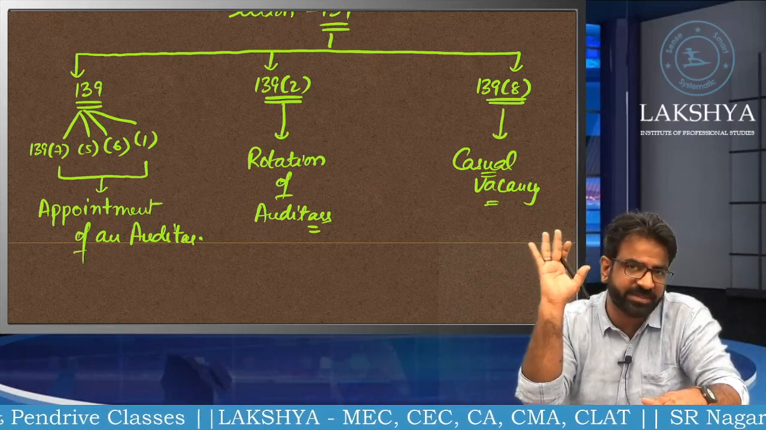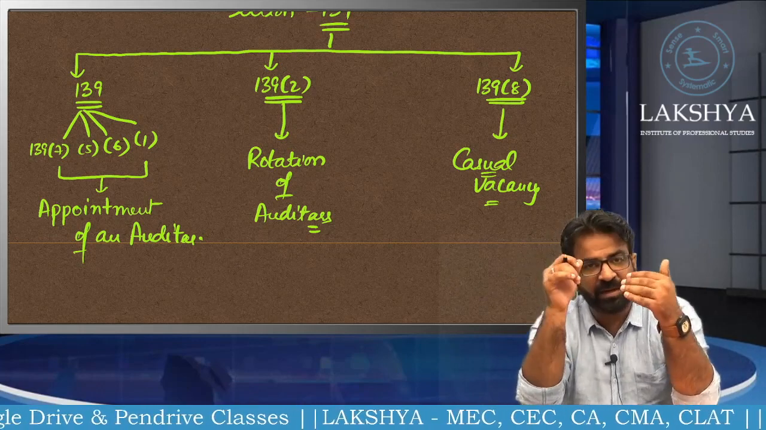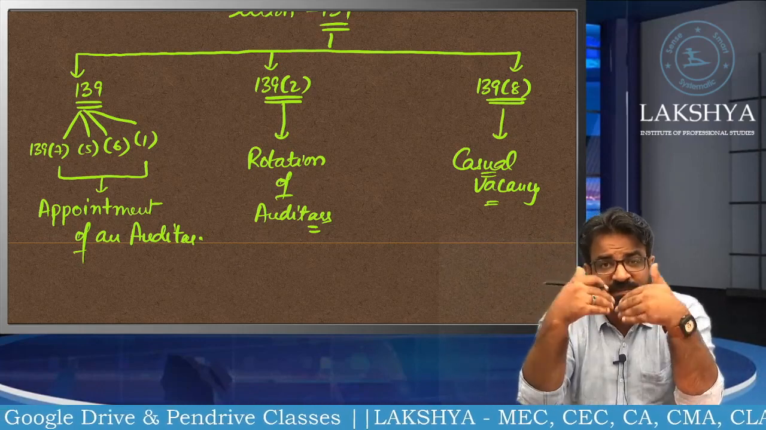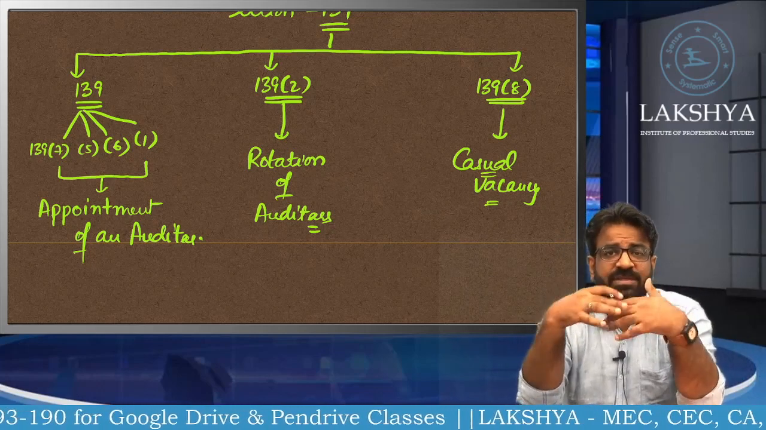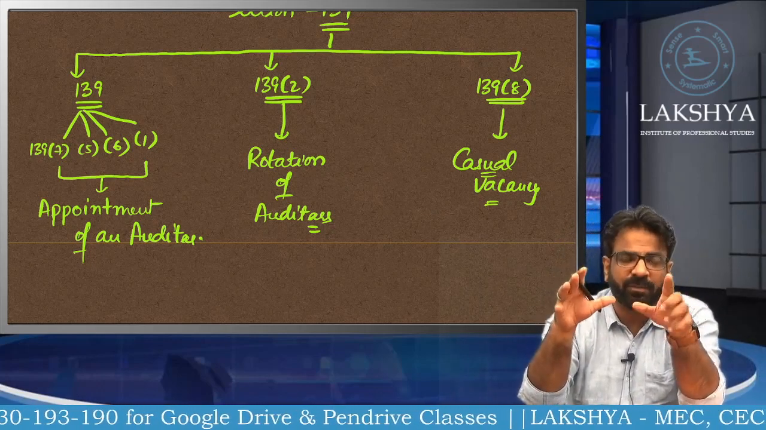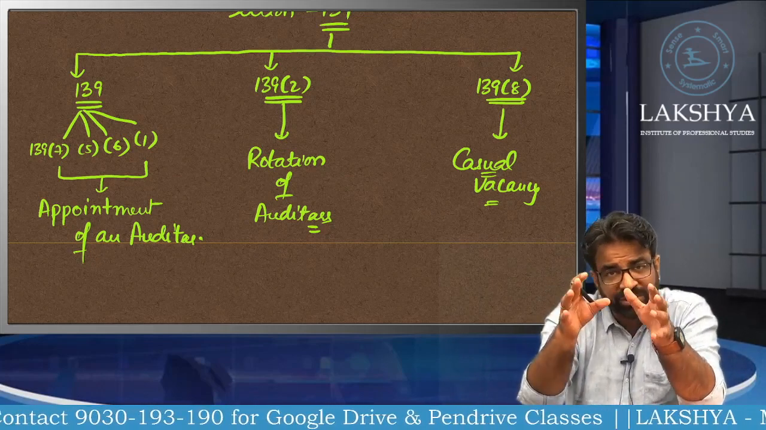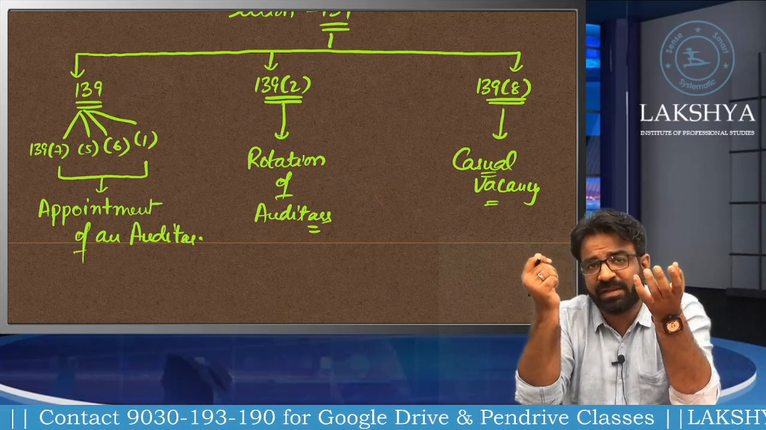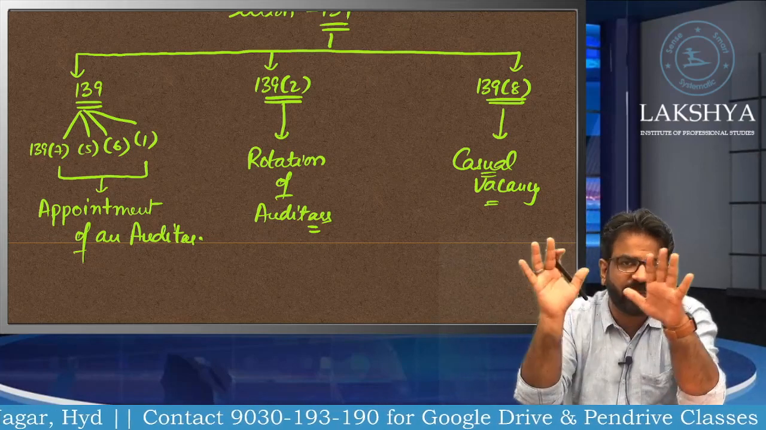I hope everyone is crystal clear with the structure of section number 139. So 139 alone has 4 subsections: subsection 7, subsection 5, subsection 6, subsection 1 talks about what? Appointment. Very good. And 139 subsection 2 talks about what? Rotation of an auditor. And 139 subsection 8 talks about what? Casual vacancy. I hope everyone is clear.